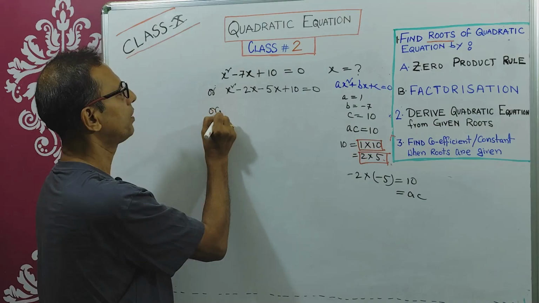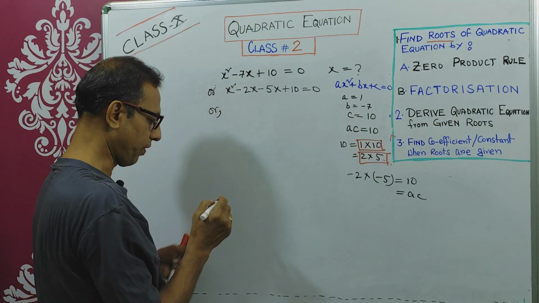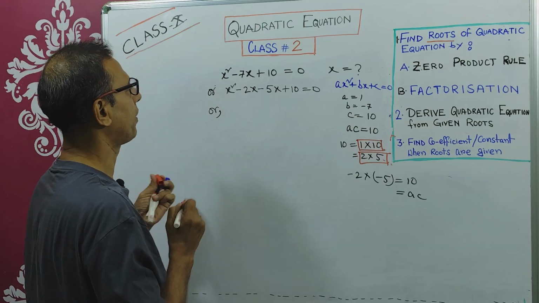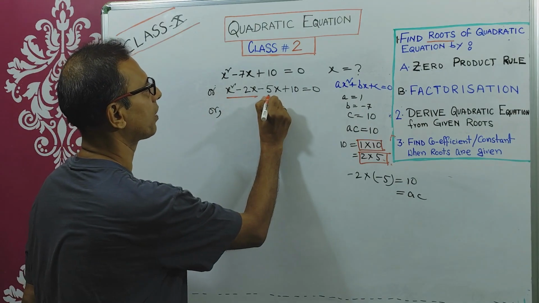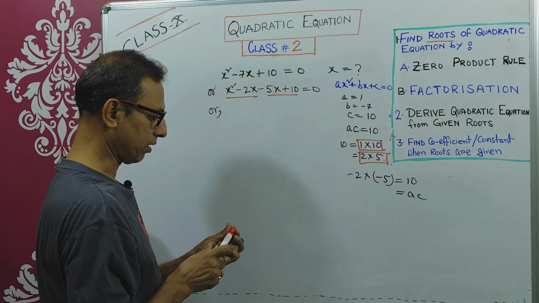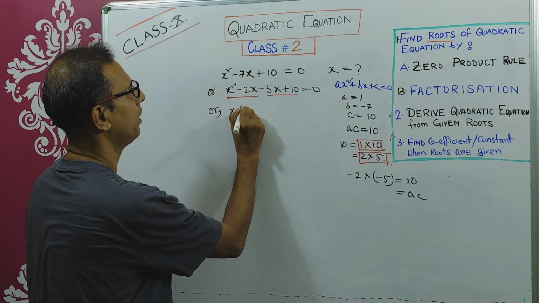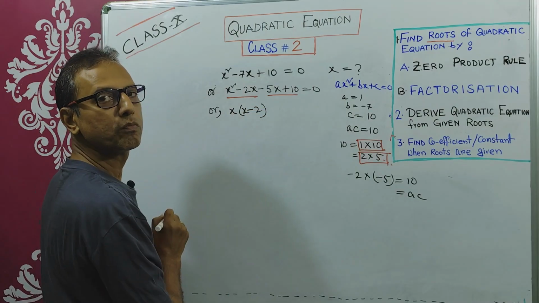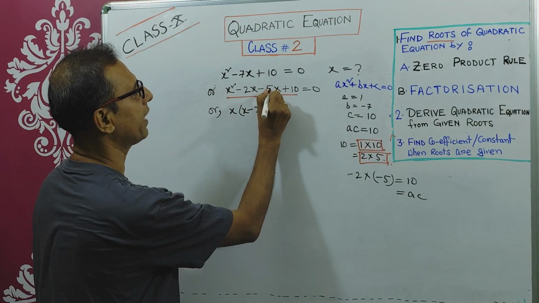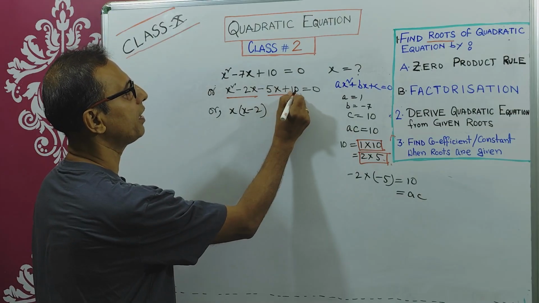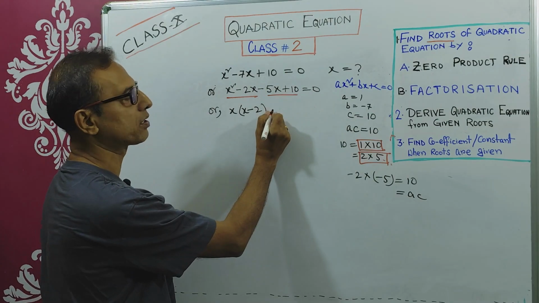Now you take common x. First you consider x square minus 2x, and then you will consider this other part. So this is x into x minus 2. Another one, you will take 5. If you take 5 as the common, then what will happen? Inside the bracket it will be x plus 2.